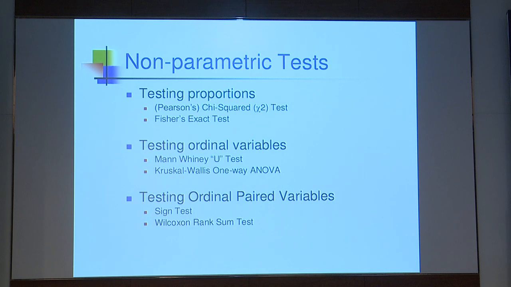So when there are non-parametric, which is not normal, or ordinal or something like that, you will use chi-square test or Fisher's exact. And for ordinal values, you will use Mann-Whitney U or Kruskal-Wallis. And testing ordinal paired data, you will use a sign test. So pair is a sign. It's a good sign. Pair, couple are, right? So paired sign test and Wilcoxon's rank sum test. All right.